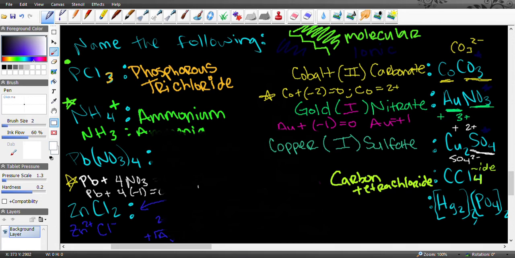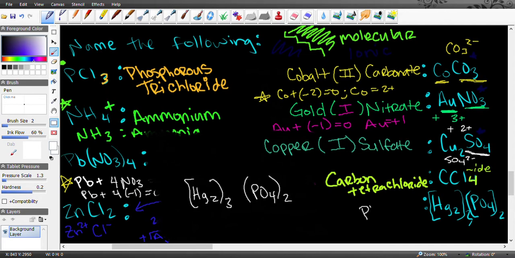So we have Hg2. We have 3 of those. And PO4, 2 of those. Okay. So if you know that PO4 is phosphate and the Hg is mercury. So mercury can form 2 charges. It can form +1 or 2+.